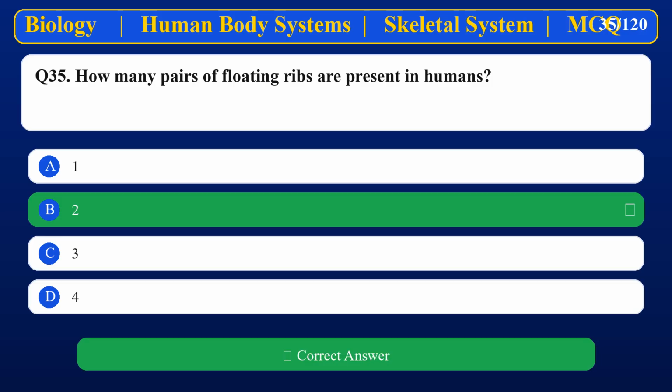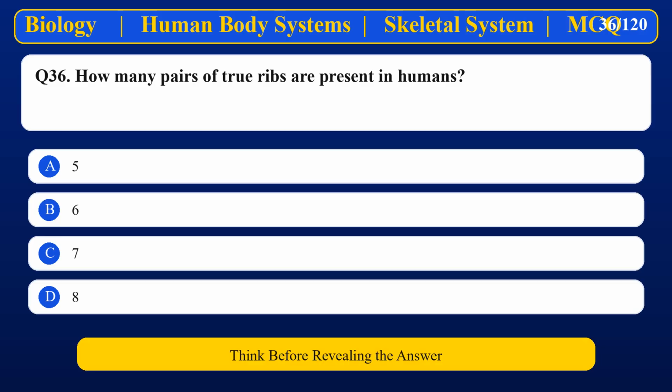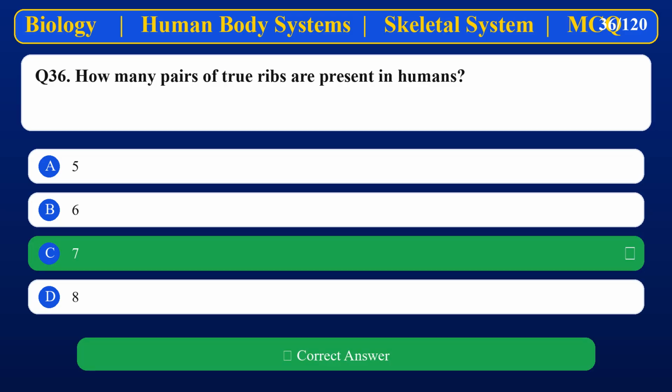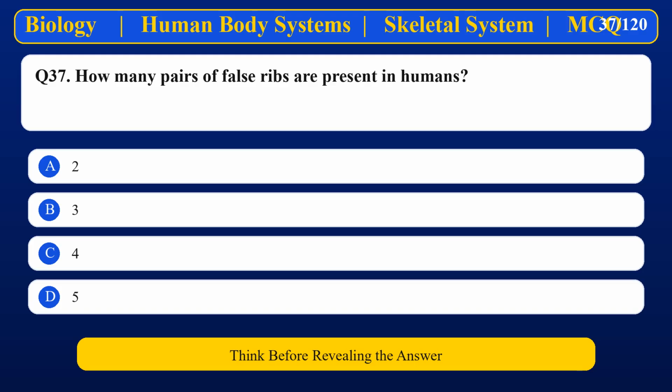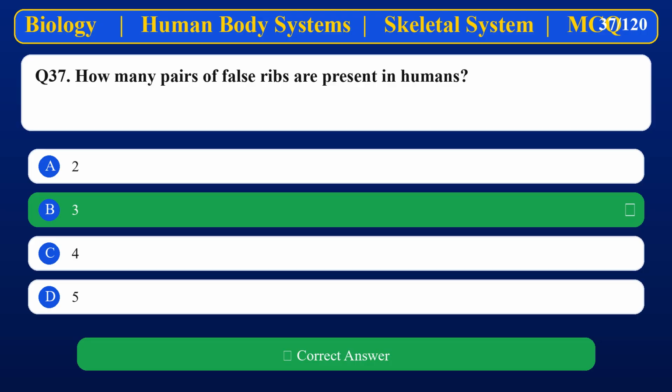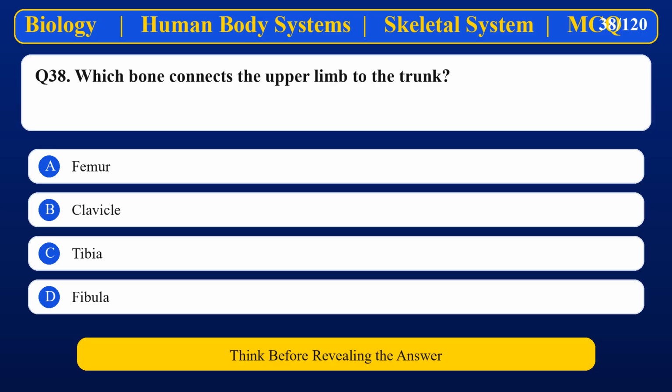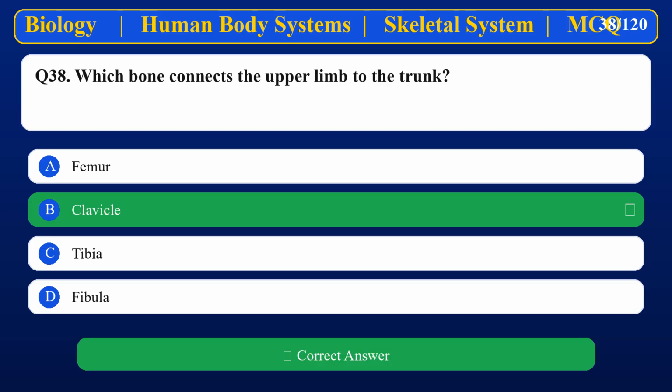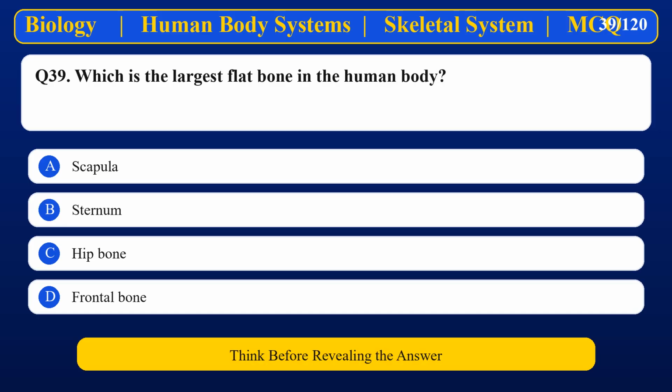How many pairs of floating ribs are present in humans? 2. How many pairs of true ribs are present in humans? 7. How many pairs of false ribs are present in humans? 3. Which bone connects the upper limb to the trunk? Clavicle. Which is the largest flat bone in the human body? Hip bone.